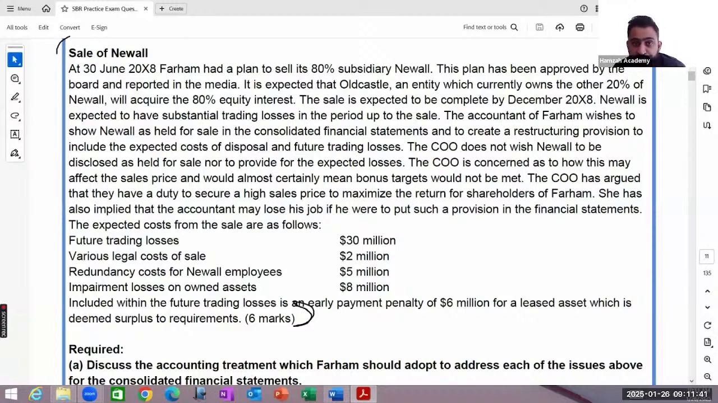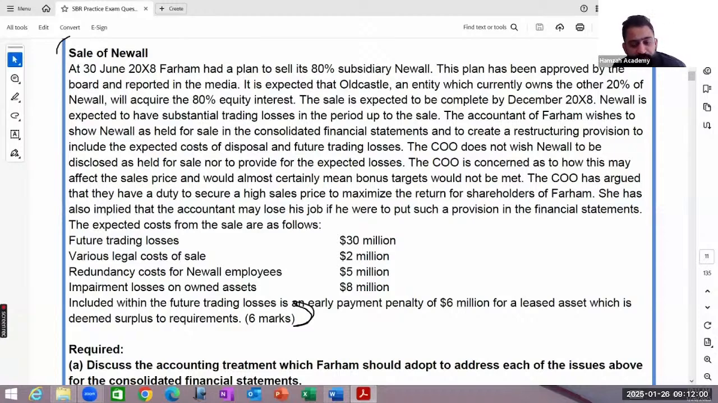Now, whether it should be presented as a discontinued operation as well, again depends on whether New Wall represents a major product line or a geographical area. If so, then it can also be presented as a discontinued operation. This is issue number one.